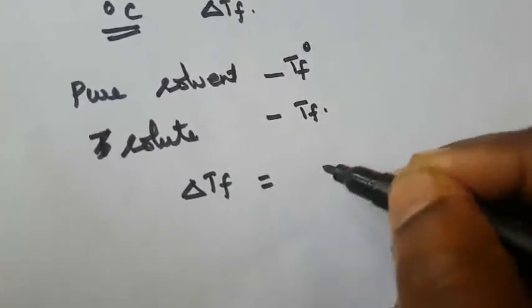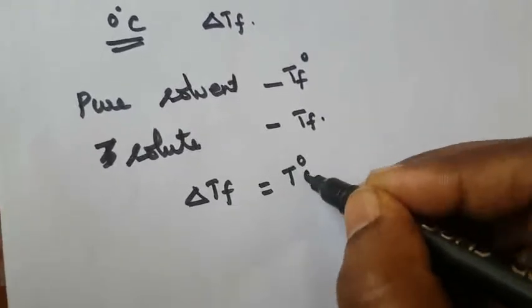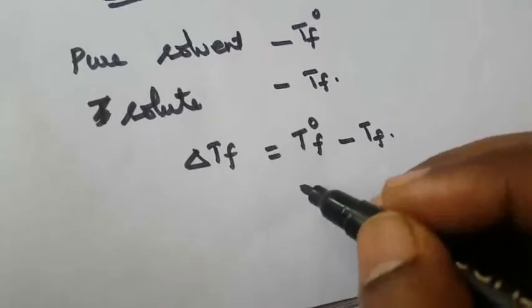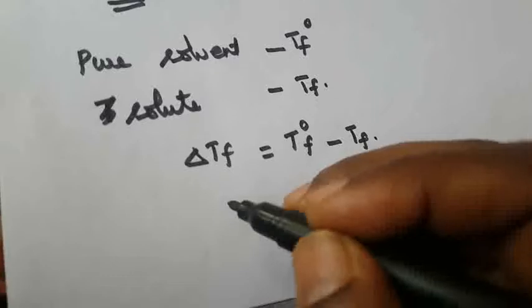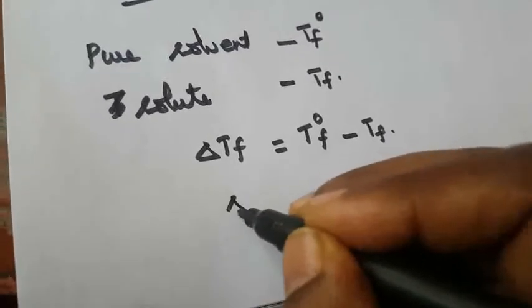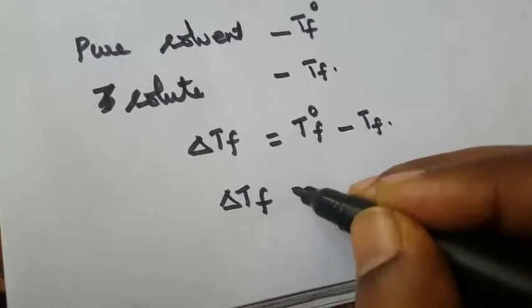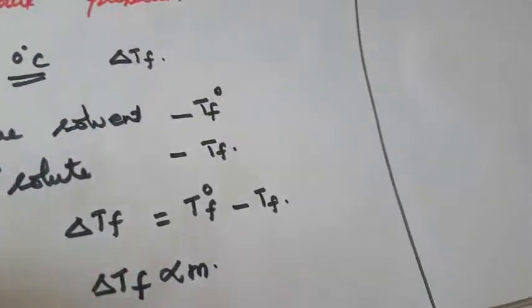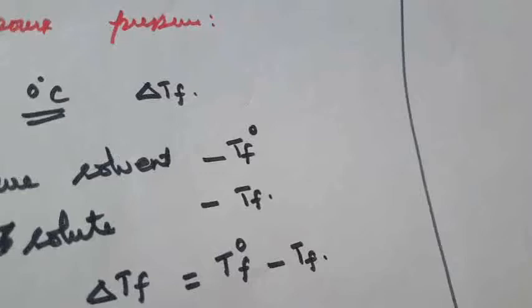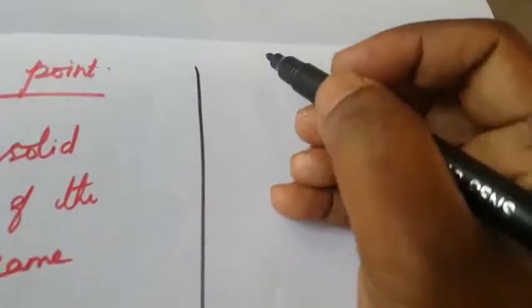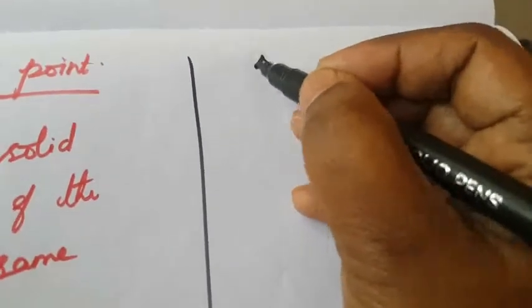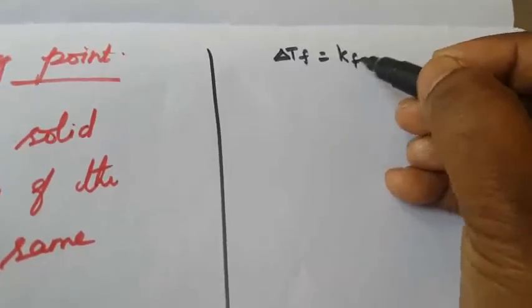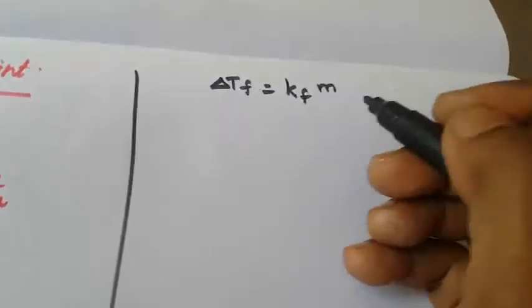How to calculate delta TF? It is the difference between the freezing point of the pure solvent and that of the solution. This difference is called the depression of the freezing point. Delta TF is directly proportional to the molality of the solution, that is m. Now we are introducing a constant: delta TF is equal to Kf into m.